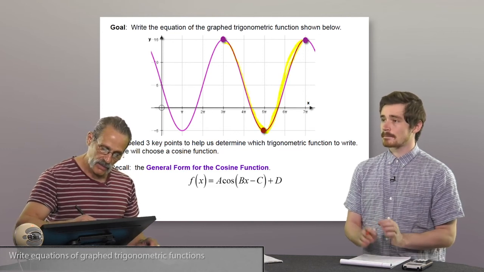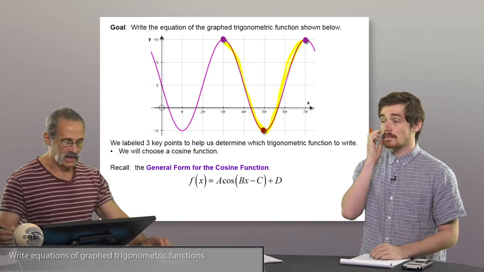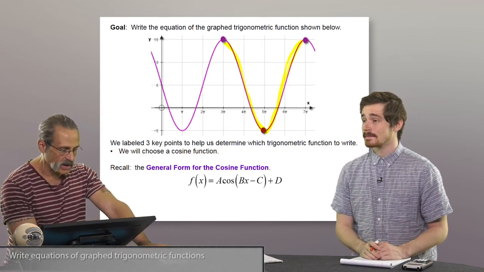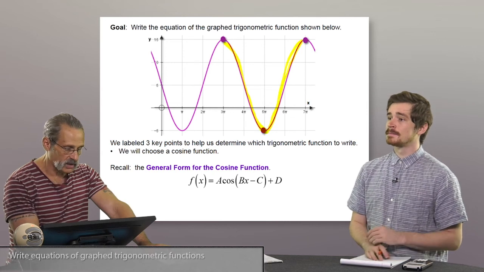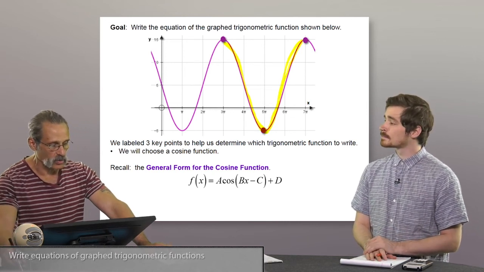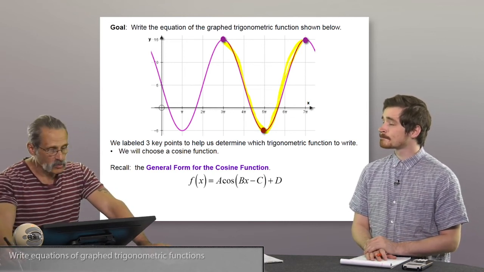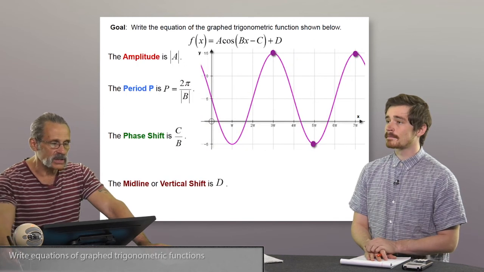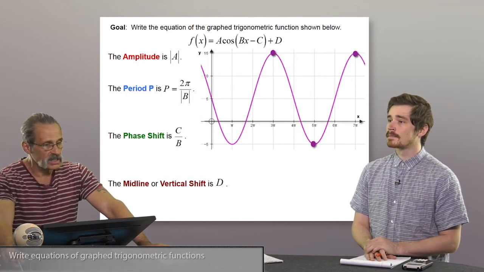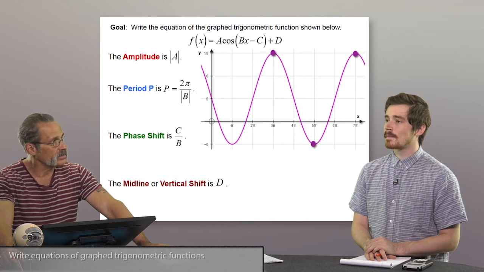Okay. Would that be a sine or a cosine function the way I've highlighted it? Cosine. Okay, so we're going to write this function in terms of cosine. And again, you can write it in terms of sine or cosine. Now, once we've done that, our goal is to see if we can come up with A, B, C, and D. And then we have the equation.